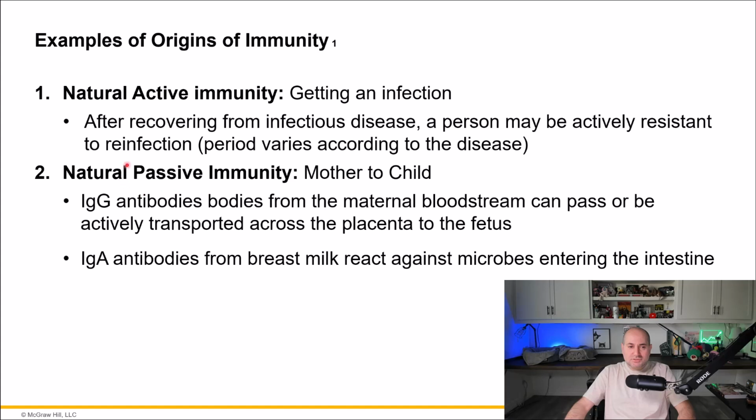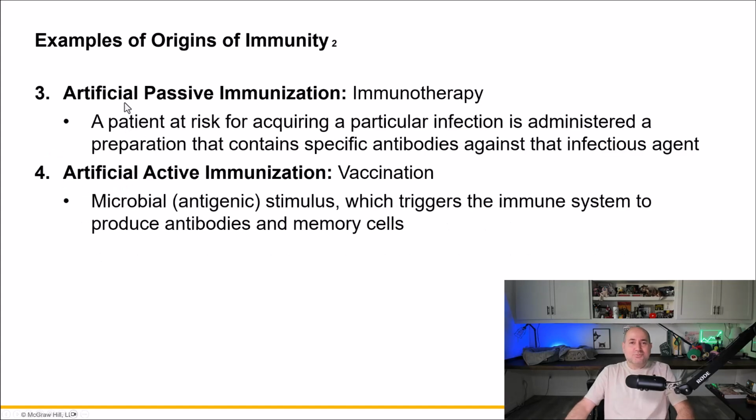It's a short-term version of immunity, and it's natural because it's through breast milk or through the blood barrier. Now, what is artificial passive immunity? This is called immunotherapy. It's artificial because it has to be done in a clinic.